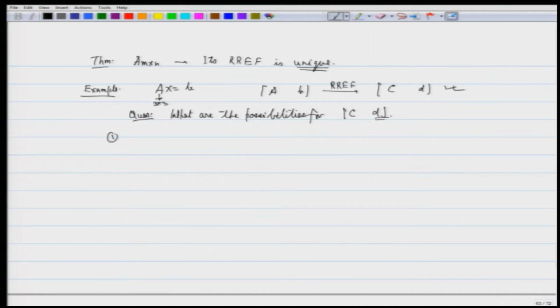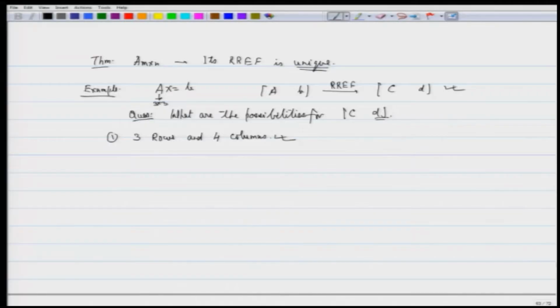Now, this matrix has 3 rows, and 4 columns. Since it has 3 rows, how many pivots can it have? Let us try to understand that. The definition of pivot was that every non-zero row has a pivot. It is not about A, the pivot is with respect to RREF. So, when I am looking at RREF of AB, I am looking at CD. I would like to see in this matrix CD, how many non-zero rows are there.